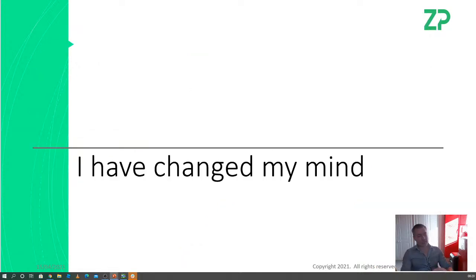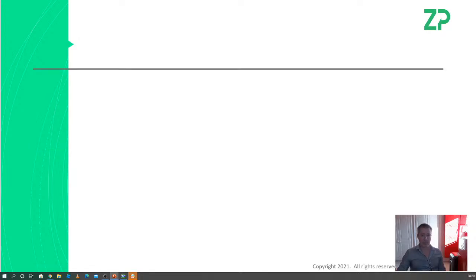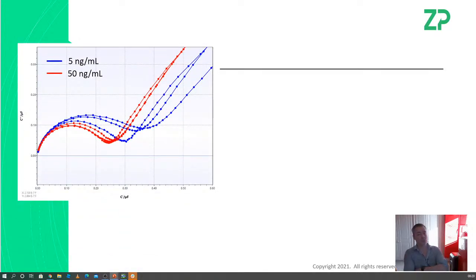Now I have changed my mind, and the reason I've changed my mind is we have been doing these kinds of binding assays where we have an antibody bound to the surface, and we might bring in a bacteria or a virus or protein, and they bind, and that essentially blocks the surface. We've been using EIS quite a bit recently, and I've become much more persuaded that EIS is a really good way of looking at these kinds of binding assays.